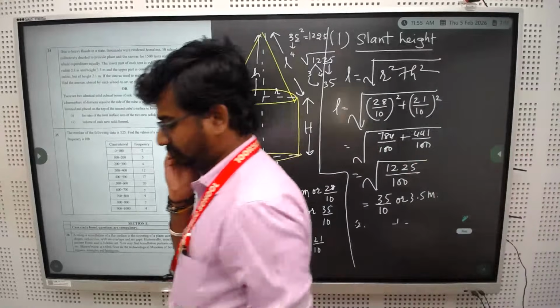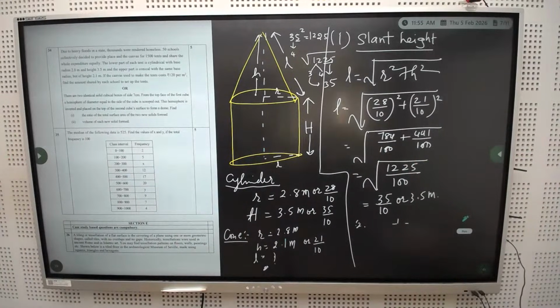Write this first. Has everybody done the figure now? Neatly with R, H, everything. Capital H is the height of? Small h is the height of? Very good. And you see the numbers also. Height of the cylinder is more than the cone.